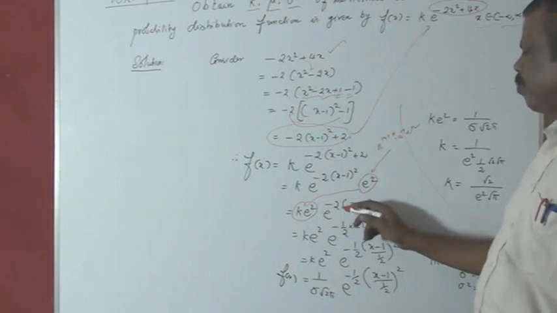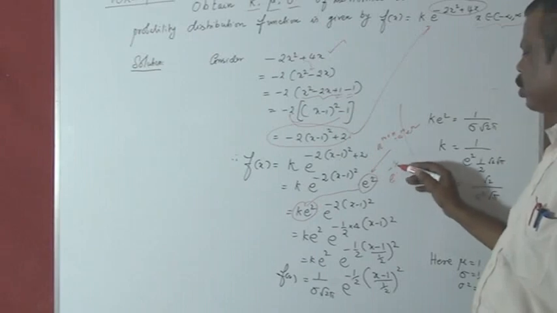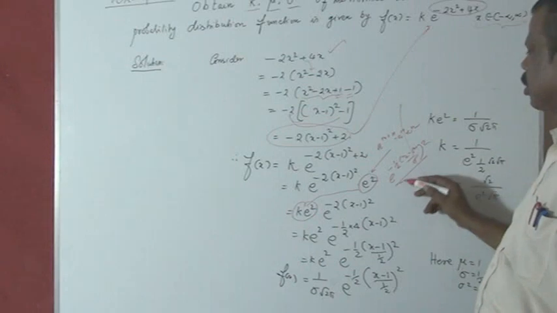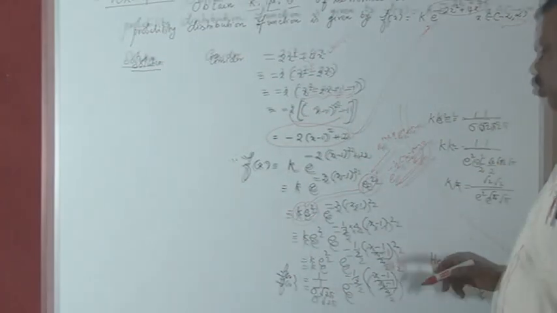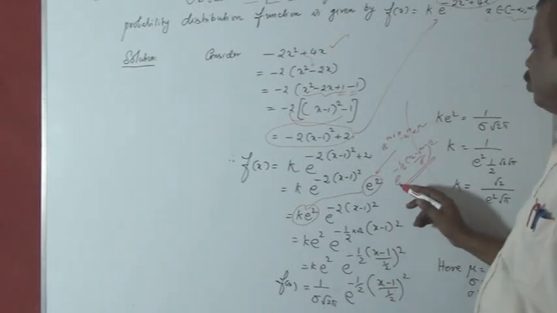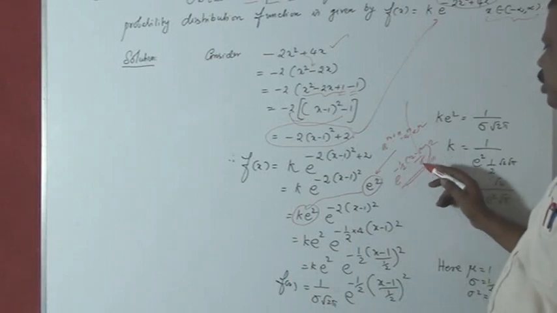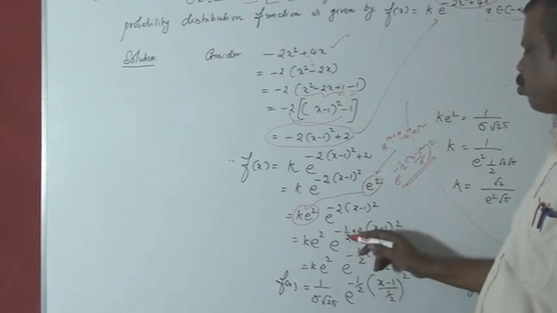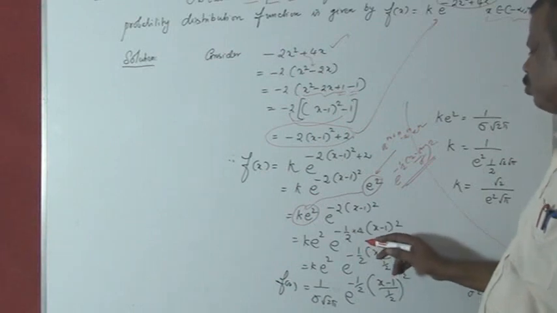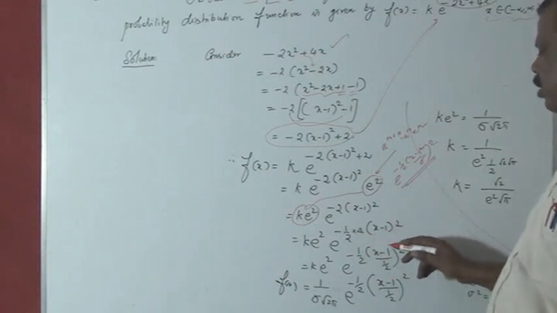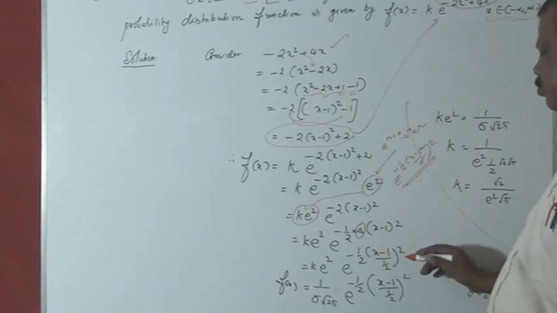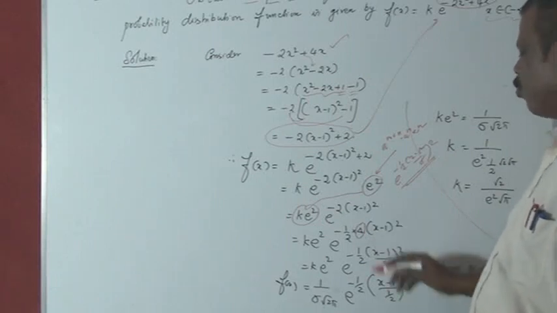Now we want here 1 by 2 because the density function is e power minus 1 by 2 x minus mu by sigma the whole square. So we want to convert this function into this standard form. So we want to convert this into e power minus 1 by 2 x minus mu by sigma the whole square. So k e square e power minus 1 by 2 into 4. So what is 1 by 2 into 4 becomes minus 2, so into x minus 1 the whole square. Now we can rewrite this 4 as 1 by 2 the whole square. So this becomes what? 4.